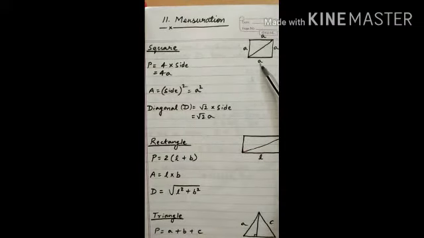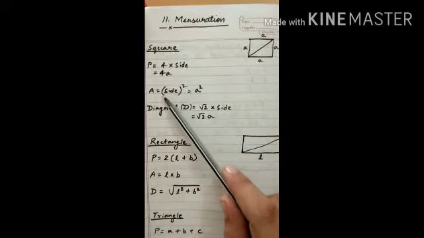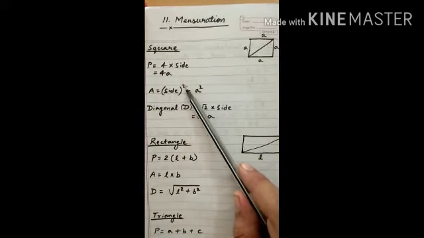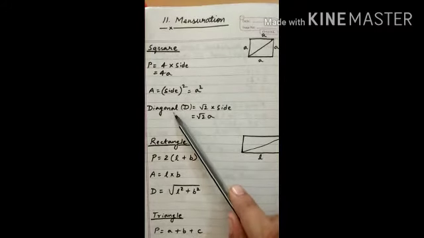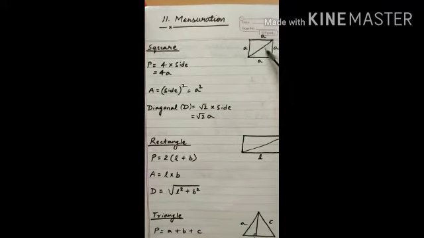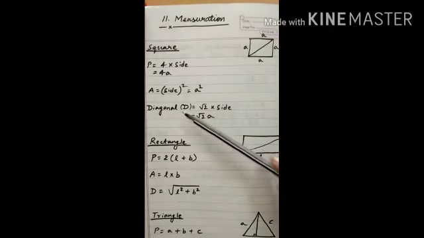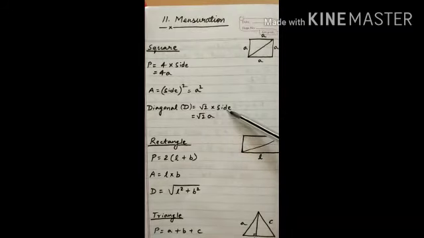Let each side be A, therefore perimeter equals 4A. Area of a square equals side square, it means A square. Diagonal means the line segment which joins the opposite two vertices of a square or any quadrilateral. Here is a square, so diagonal is represented by D. Diagonal equals root 2 into side, it means root 2 A.